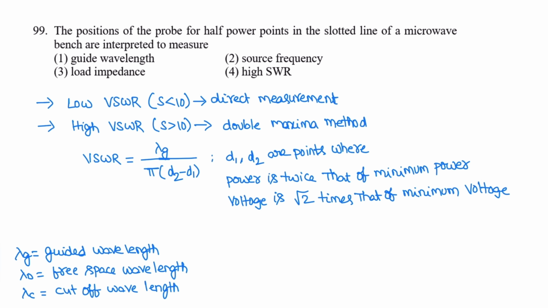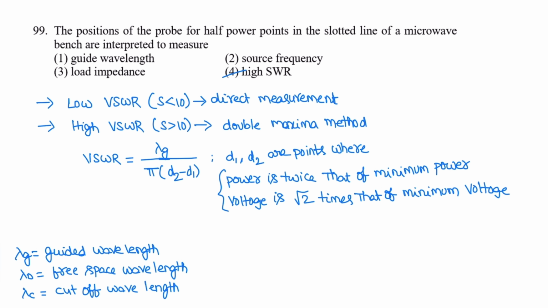High voltage standing wave ratio. For low VSWR measurements, for VSWR less than 10, we will go for direct measurement. If VSWR is greater than 10, for measurement of high voltage standing wave ratio, we will use the double minima method. In this double maxima method, D1, D2 are the points where power is twice that of minimum power, or voltage is root 2 times that of minimum voltage.